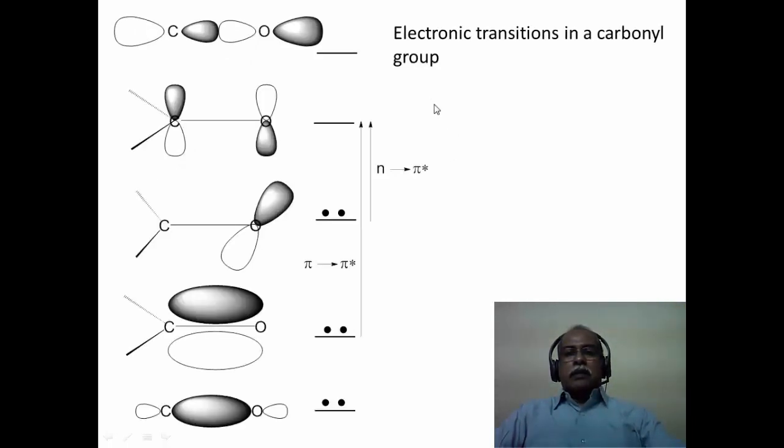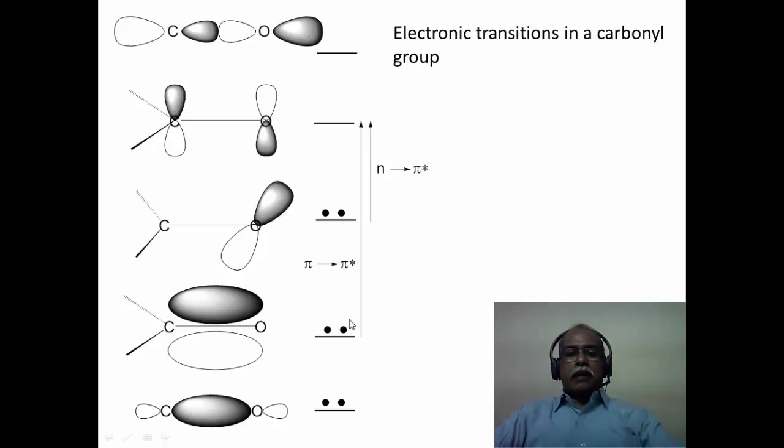Now, the electronic transition of a carbonyl group is represented here. There are two types of electronic transitions that are possible in a carbonyl functional group. You have a C double bond O, and the C double bond O has pi electrons, and the oxygen also has a lone pair of electrons. So it is possible to have a pi to pi star transition as well as an n to pi star transition in the case of the carbonyl functional group. The pi to pi star transition is an allowed transition, whereas the n to pi star transition is a disallowed or forbidden transition, for example.